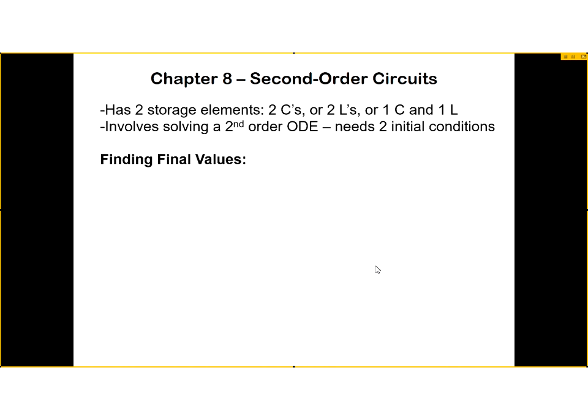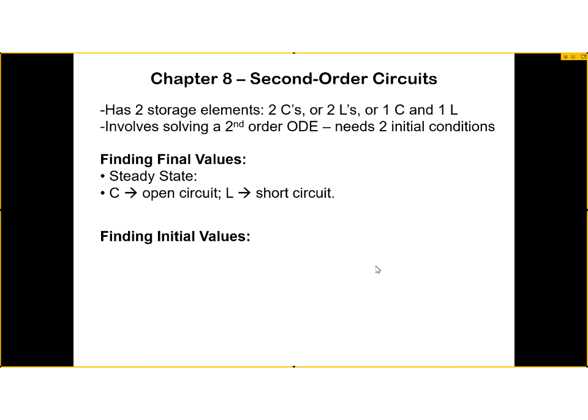So before we do that, just in preparation for finding initial conditions, because that's actually the most difficult part, we're going to review something that we have done before in chapter 6. Finding final values or steady state values of your voltage for a capacitor and current in an inductor. And how do we do that? Under steady state conditions, a capacitor becomes an open circuit and an inductor becomes a short circuit. Yes? And then you just find whatever variable you're looking for.